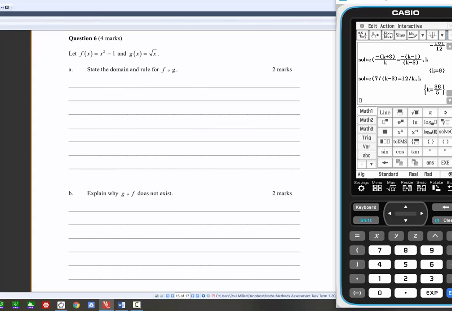Okay, state the domain and rule for this. So they want us to do the composition. So let's do the composition. We're saying f of root x equals, see where this one's going, (root x)² - 1. Now many students will just go, brilliant, the square root squared is just x - 1, which will have a domain of all reals. But that's what you don't want to do. This is the true function composition.